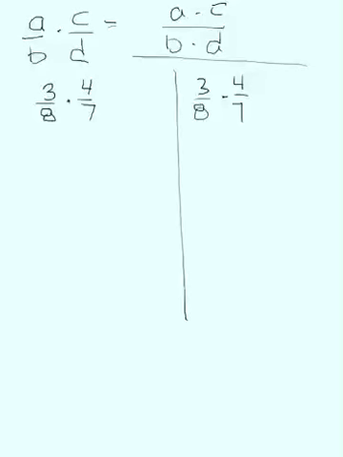Okay? What is 3 times 4? 12 over... 12 over what? 56. Well, we talked about simplifying fractions, right? And I want your answer always in simplified form. So how did we talk about simplifying fractions? Breaking them down, right? 12 is what?